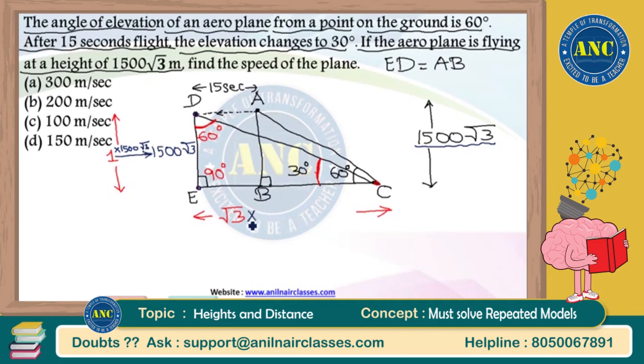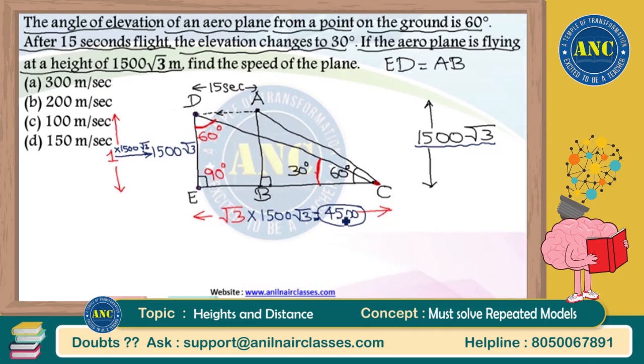That means this root 3 value also should be multiplied by 1500 root 3. Root 3 into root 3 is 3. 1500 into 3 is 4500. That means the entire EC value, the length of EC, is nothing but 4500 meter. I believe this part is very clear for you people. Now, this entire value is 4500.